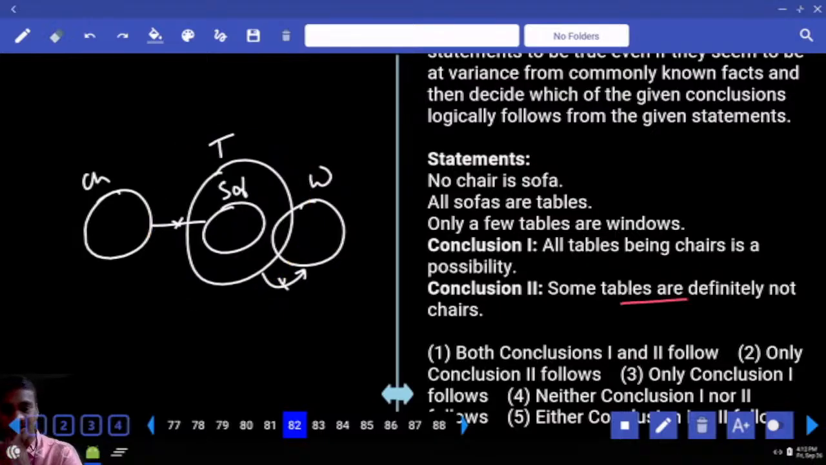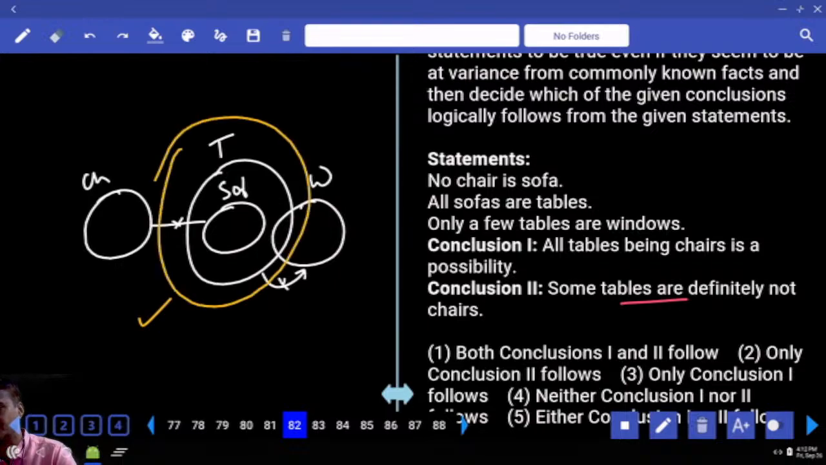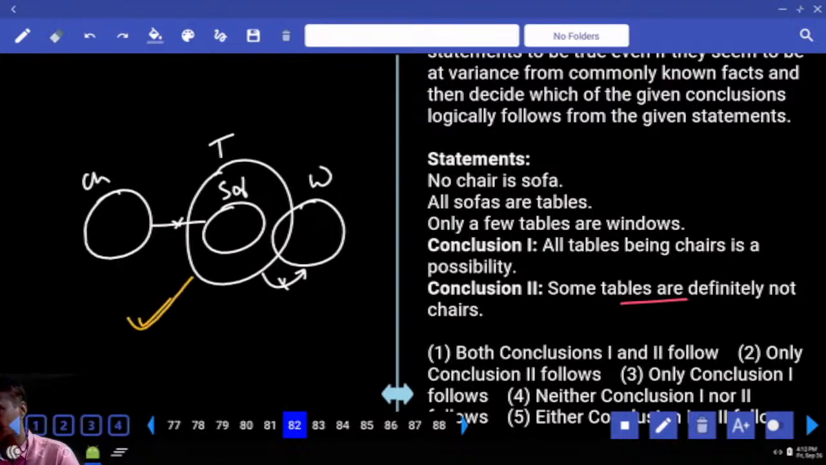Some tables are not chairs. No, some tables are not chairs is true. To make this one false, all tables are chairs. All tables are chairs, is it possible? Not possible. Hence, alternate diagram cannot be drawn. This will be true forever. Then what is your answer? Only 2. Only 2 choice. It cannot be false at least once. Hence 100% is definitely true.